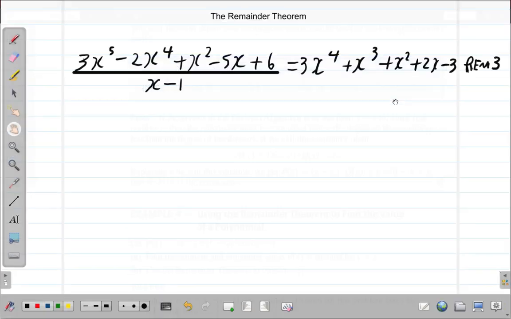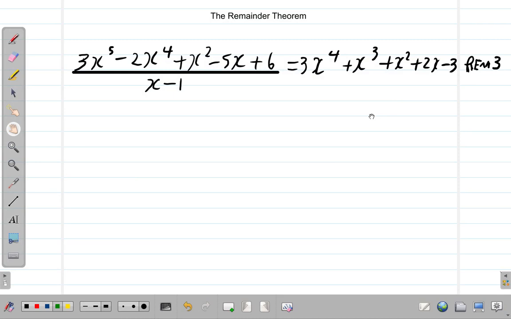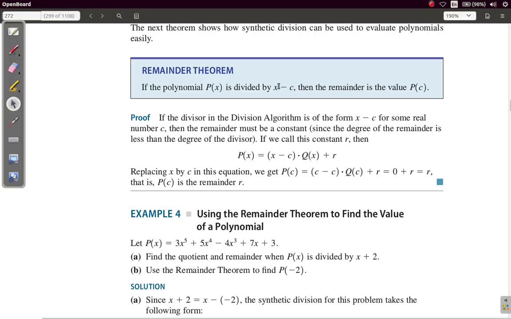Alright, let's look back at this. So what that means is, if this polynomial is divided by x minus 1, then the remainder must be f(1). Notice, it's divided by x minus c, then the remainder is p(c).